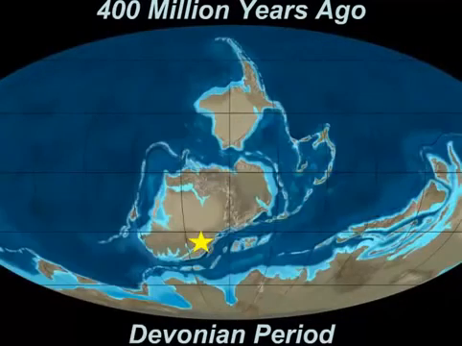Now moving on to the Devonian period. Here the yellow star indicates the location of where Indiana is. And one of the things we'll note is that Indiana was way far down in the southern hemisphere. Over time, Indiana in North America has moved up into the left in this image here.